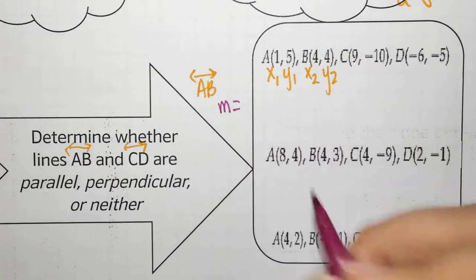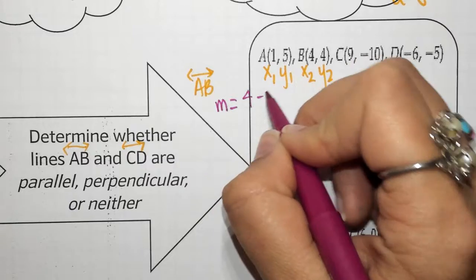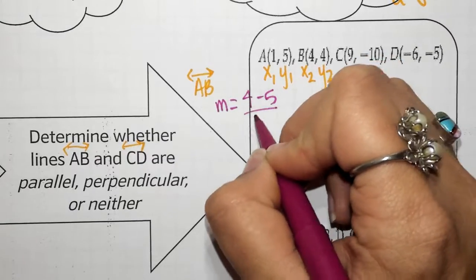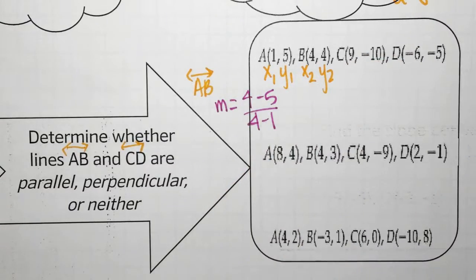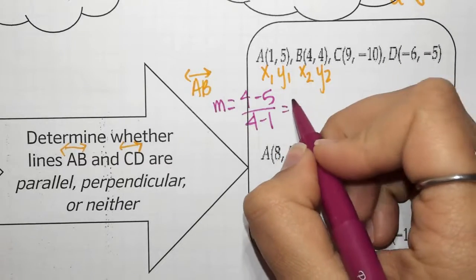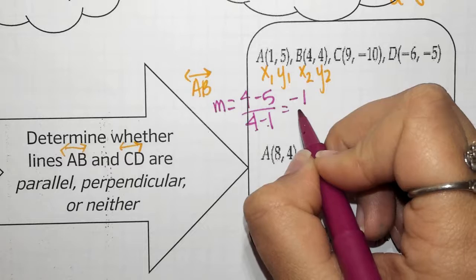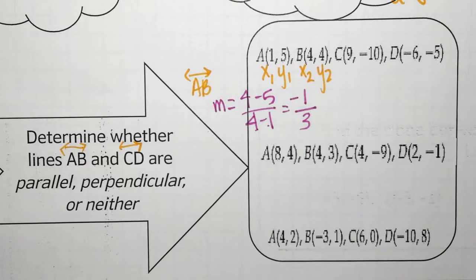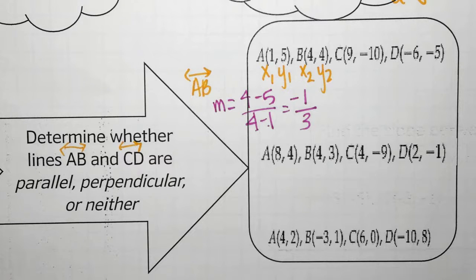Why don't I just put in my calculator 4 minus 1? Alright, so then we say 4 minus 5 divided by 4 minus 1. Does everybody agree or disagree? Agree. Okay, what's 4 minus 5? And what's 4 minus 1? 3. It's not over anything. It's negative 1/3, or negative 1 divided by 3.